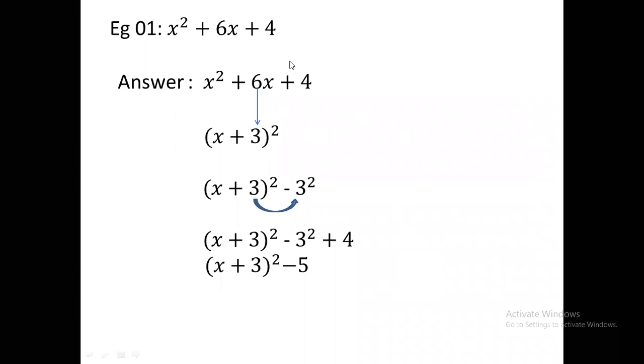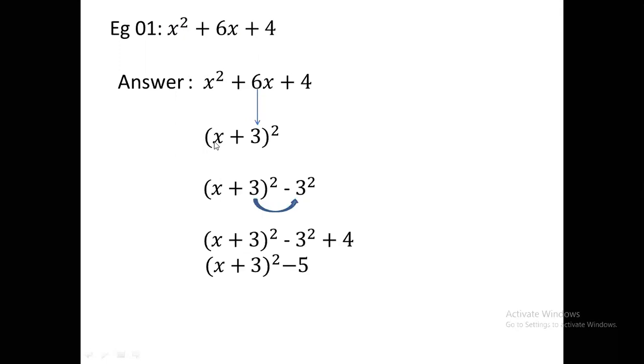We have to complete the square for x squared plus 6x plus 4. First you have to see whether the coefficient of x squared is 1. Yes, it's already 1, so nothing to worry about. Just keep it as it is. Then take half of the coefficient of x. The number in front of x is plus 6, half is plus 3.